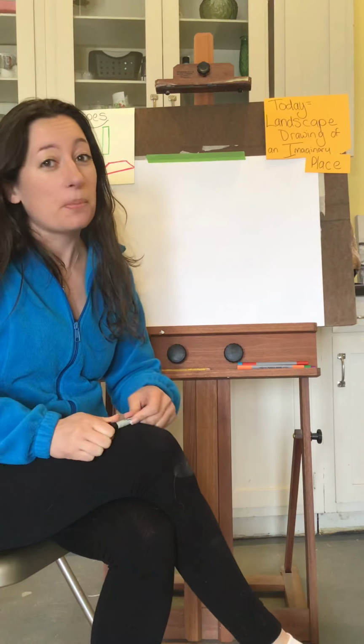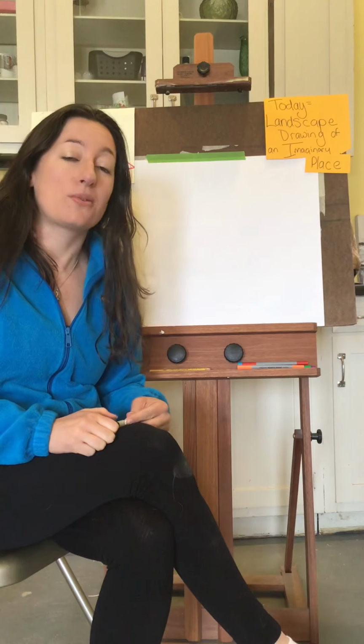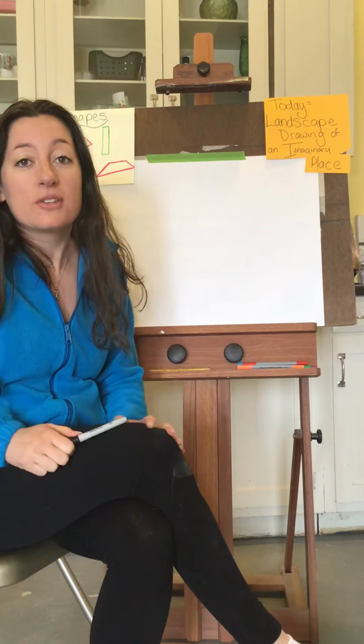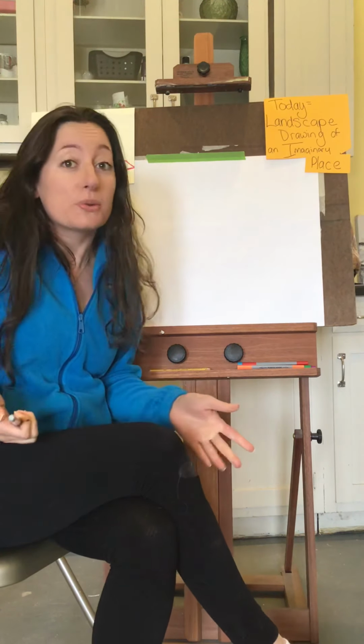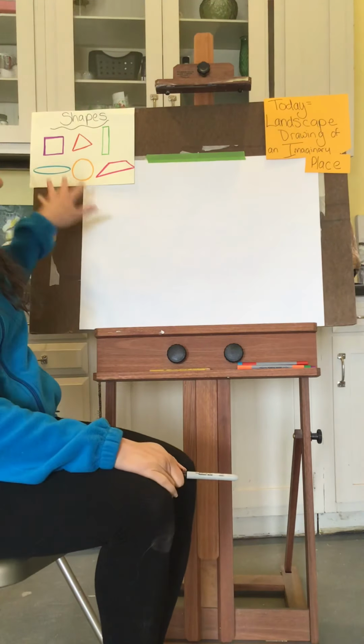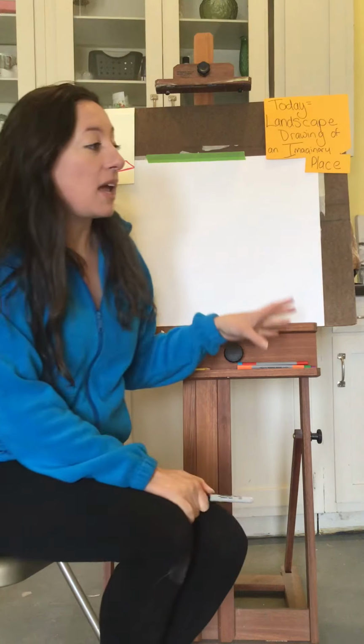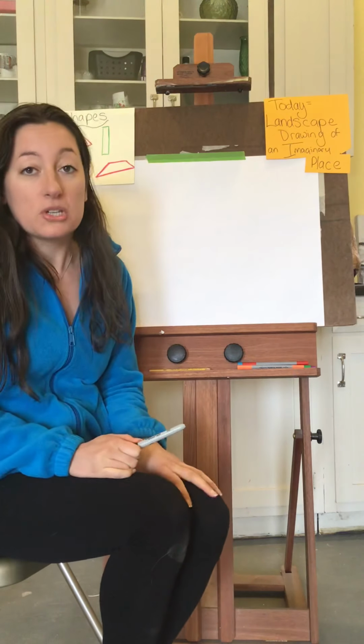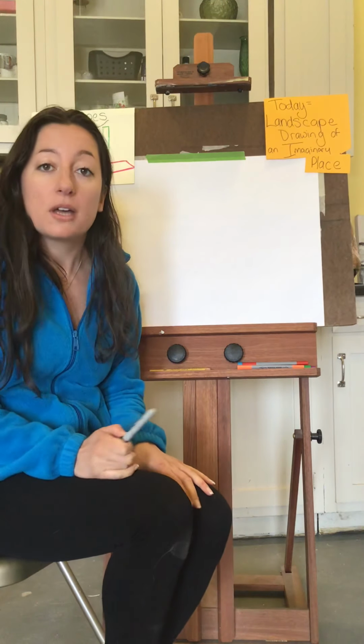Today we are going to be creating a landscape drawing of an imaginary place. I know it's kind of a bummer that we've all been stuck inside for a while and we can't go anywhere. So one of the best ways for us to go somewhere is through our art. Today we're going to be using shapes and landscape elements to help us draw an imaginary place we would go.